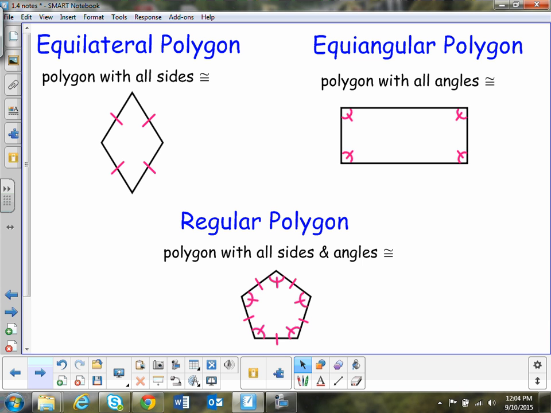Okay, equilateral, equiangular, and regular. These all are kind of related. So equilateral polygons, they have all sides congruent. Equiangular polygons have all angles congruent, and you can see all the tick marks. So if you see those tick marks, that's signifying that they're congruent. Regular polygons signifies that it's equilateral and equiangular.